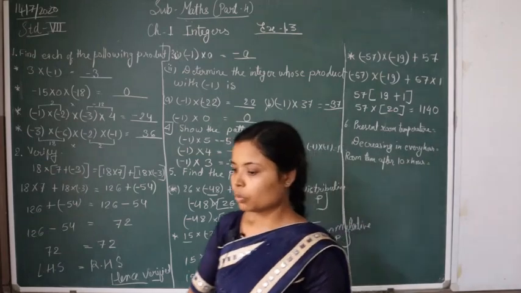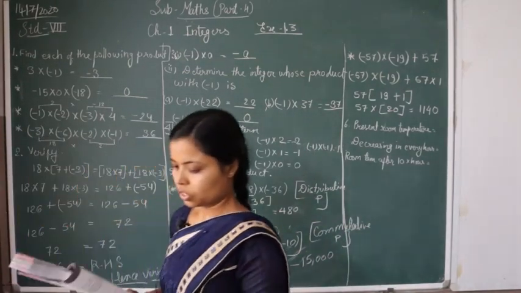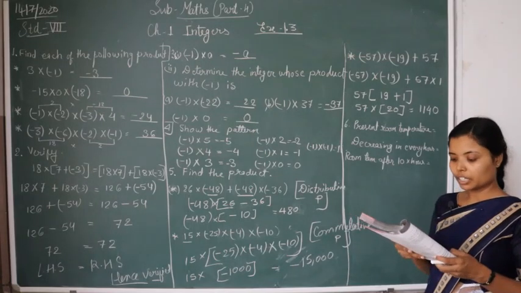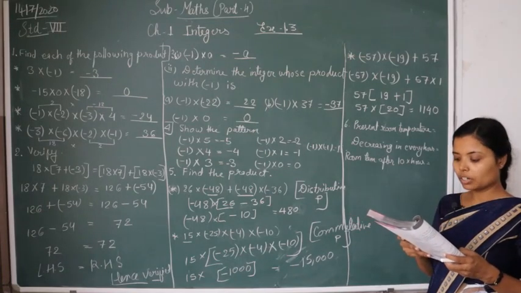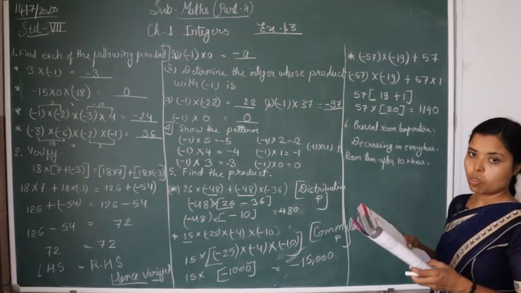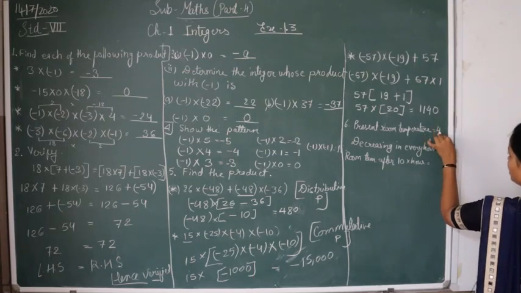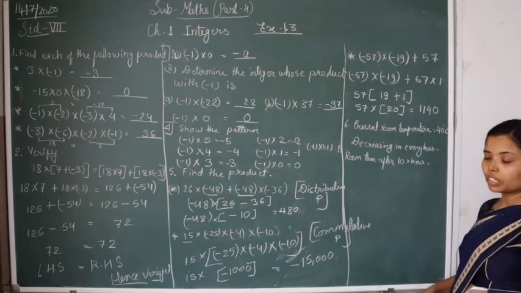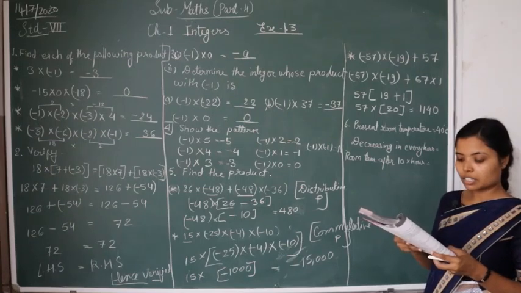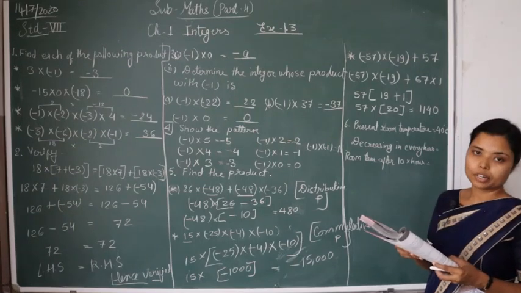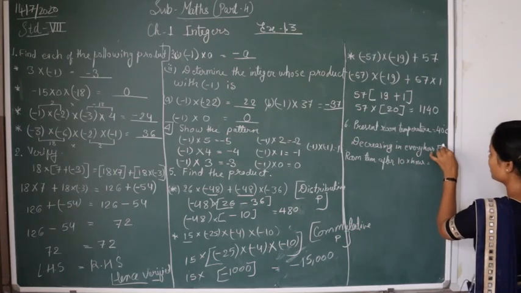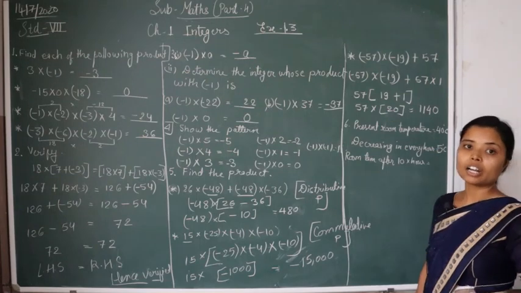Now we will move to the next question. Question number 6. A certain freezing process requires that room temperature be lowered from 40 degrees Celsius. Present temperature is 40 degrees Celsius. At the rate of 5 degrees Celsius every hour it will be lowered. So the decreasing temperature is 5 degrees Celsius every hour.